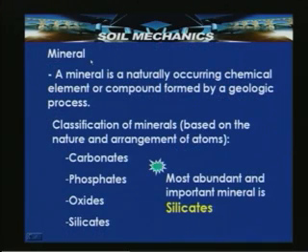So, before defining clay mineral, let us define a mineral. A mineral is a naturally occurring chemical element or compound formed by a geologic process. Classification of minerals based on the nature and arrangement of atoms can be in the following ways: carbonates, phosphates, oxides and silicates. Most of the clay minerals in soil mechanics form using two abundant elements in the earth called silicon and oxygen. So, the most abundant and important mineral is silicates.